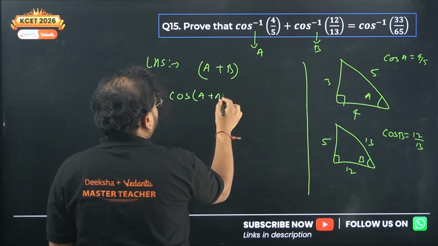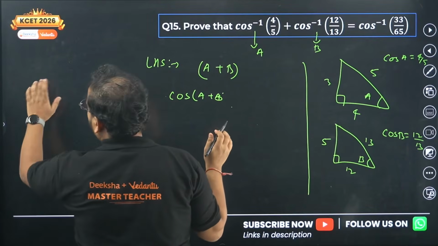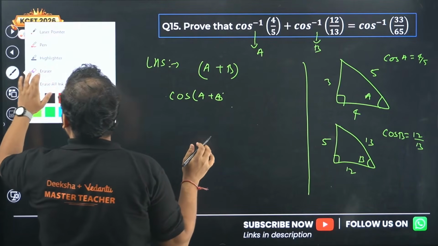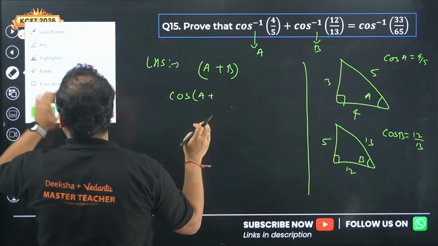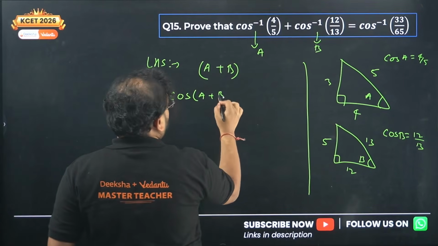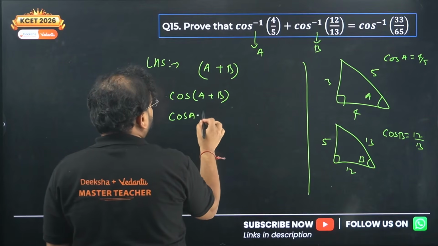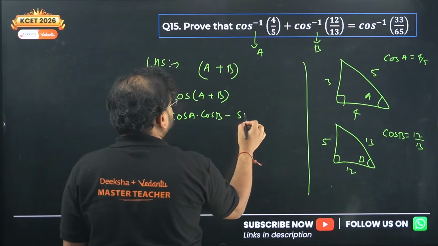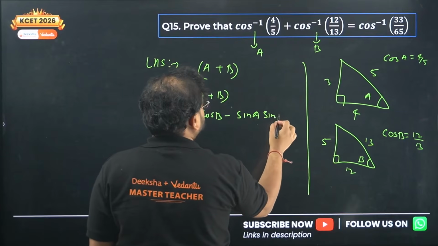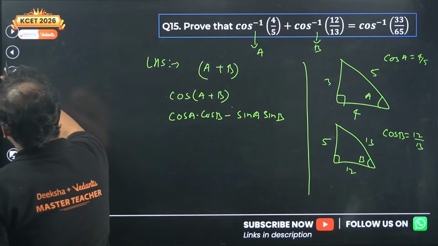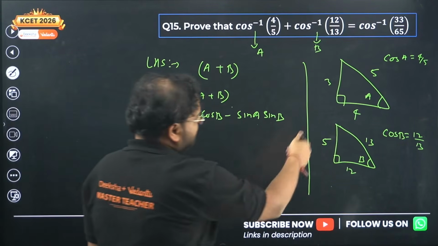Now apply cos on this side. Cos of A plus B. Why, sir? Why can I do that? I can apply any formula, right? Okay, sir, if you say so. Apply cos of A plus B. So this is cos A, cos B minus sin A, sin B. Sir, we don't know sin A, sin B. We don't. Check from here, sin A.